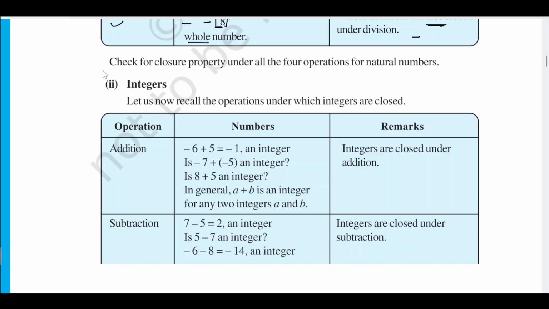Next, we will see the closure property on another type of number, that is integers. So first, what are integers? Please try to recall. First, we get natural numbers that are 1, 2, 3, 4, naturally occurring. When we added 0 to it, it became whole numbers. And when we went to its negative side also, minus 1, minus 2, minus 3, then the complete set is going to be called integers.